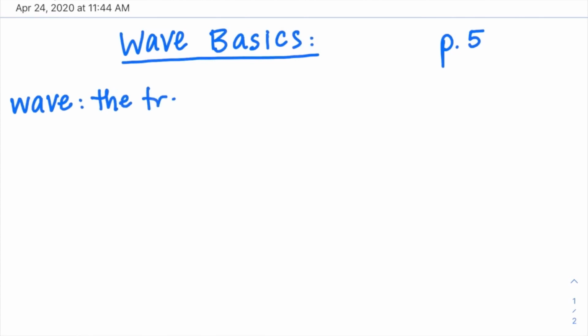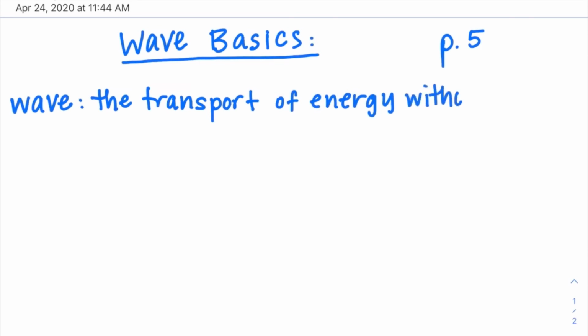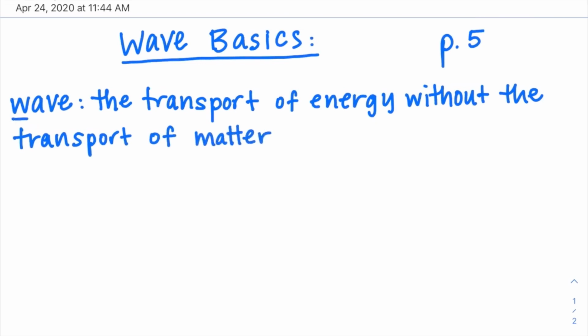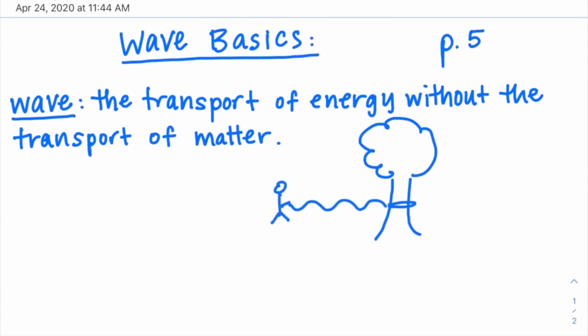Now, I know you've heard the word wave in your life. There's waves all around you. Most of us have encountered waves either down at the Columbia River or out in the ocean. A wave is nothing more than the transport of energy without the transport of matter. And this is really important because a wave is not actually a thing itself. A wave is just the movement of energy through something else.